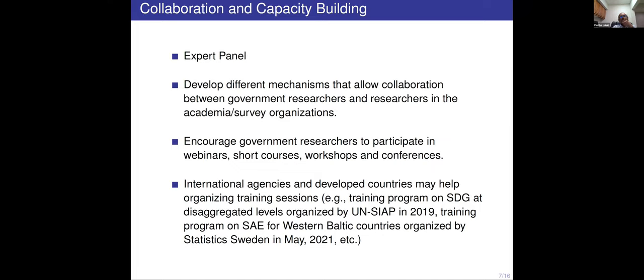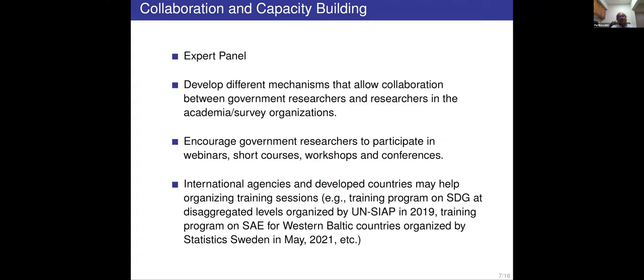So the expert panel idea is a great idea. It's good to have people of different disciplines coming together to solve a problem of interest. And one can help each other from their diverse knowledge. So that's definitely a great idea. And then I think it would be good to develop a different mechanism that allows collaboration between government researchers, researchers in academia, and survey organizations.